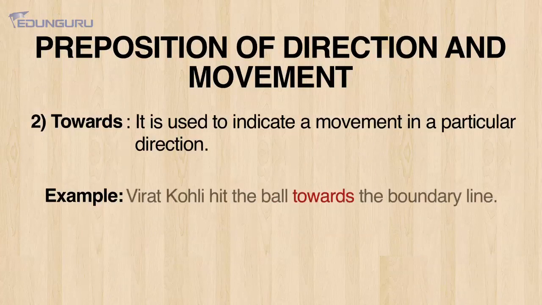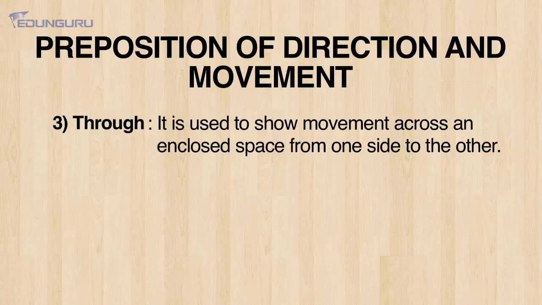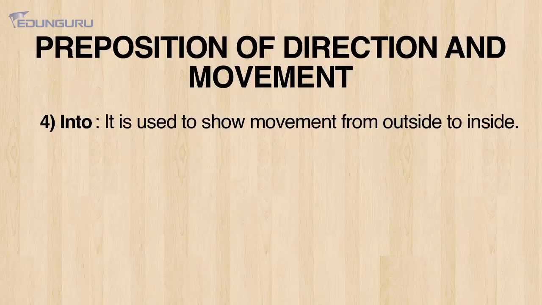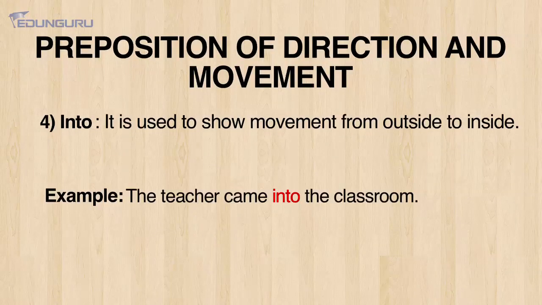We use towards to indicate movement in a particular direction. For example, Virat Kohli hit the ball towards the boundary line. The next one is through or into. We use through to show movement across an enclosed space from one side to the other. For example, in the mountainous regions, a train passes through many tunnels. We use into to show movement from outside to inside. For example, the teacher came into the classroom.